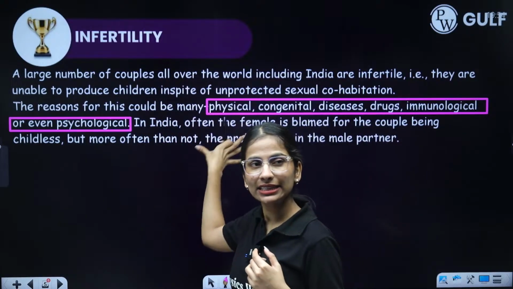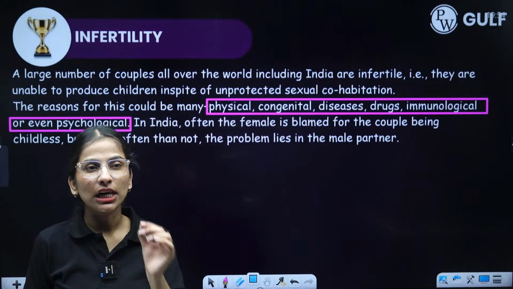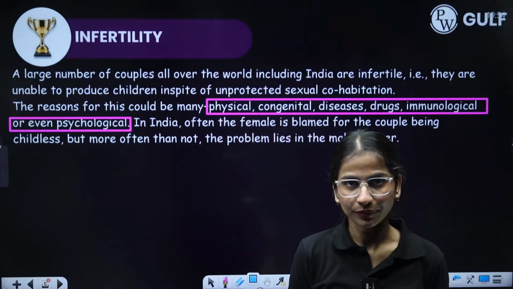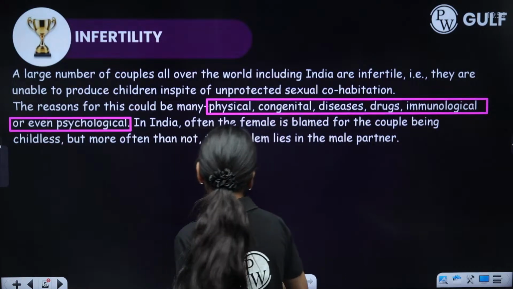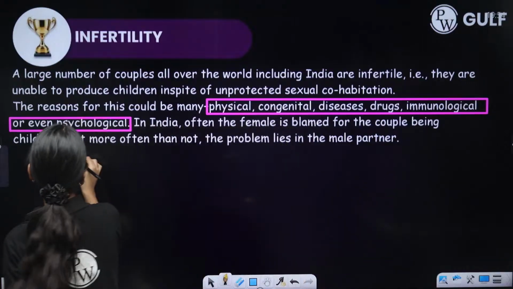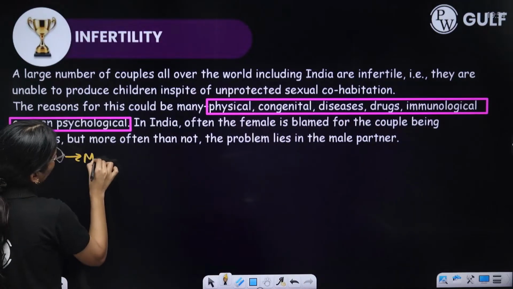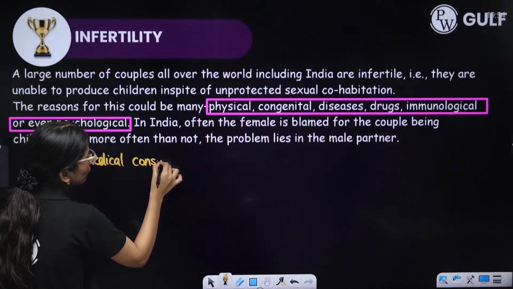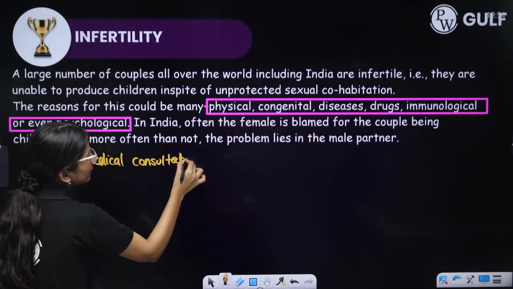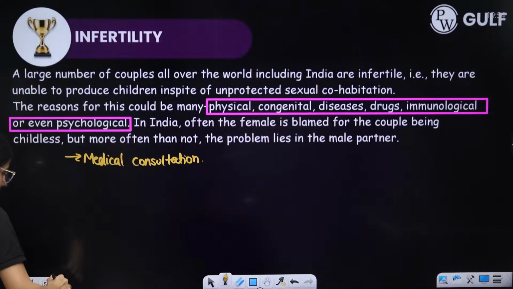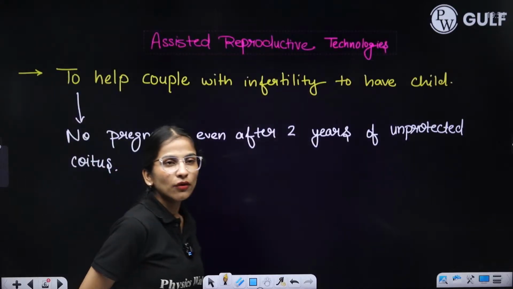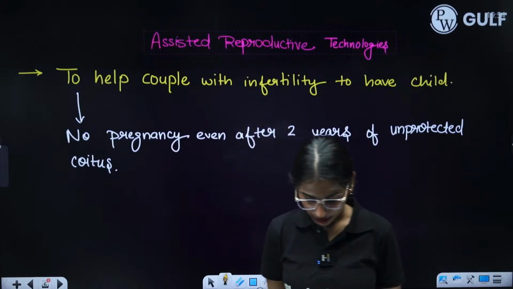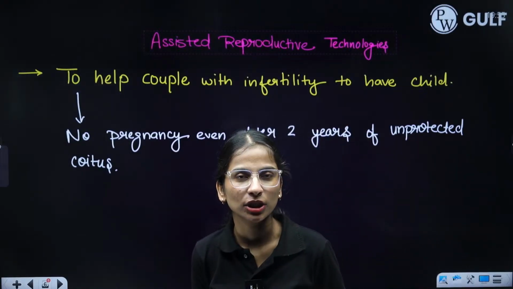Okay, so all of these can be reasons of infertility in a couple. Now what should they do? Obviously they should contact a medical professional. They should go for medical consultation. So upon medical consultation, the medical professionals will first check out what might be the issue, that means the diagnosis, and then the treatment. Okay, so now we will be looking at what exactly are the basically treatment options that we can use.